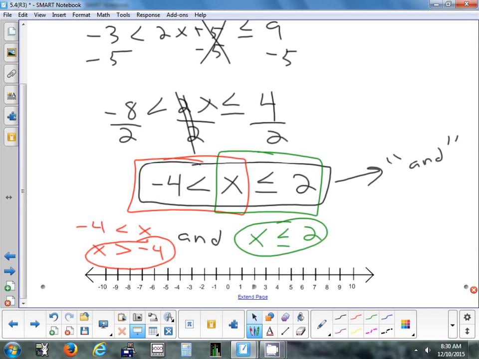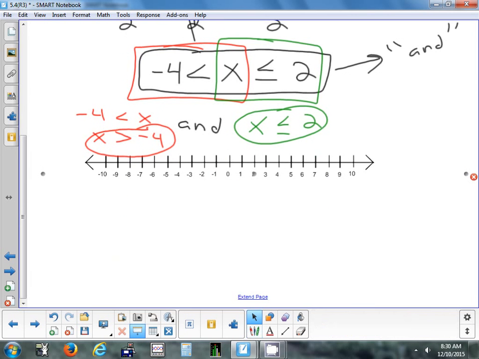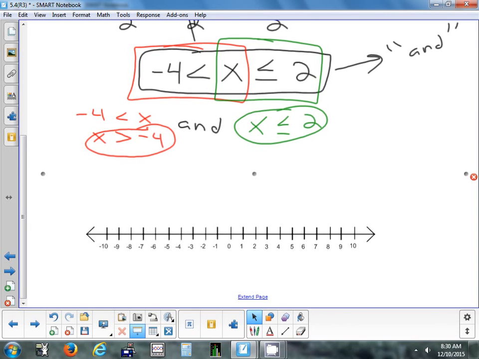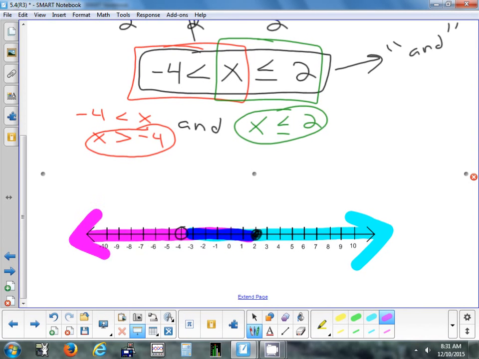All right, so let's see why it ends up being a between. Let's just move this down. Callan, what kind of circle on negative 4? Open. Gabe, what kind of circle on 2? Nice, closed. Now with my highlighter, Ben, what direction am I going to shade from negative 4? To the right. And Corey, from 2, which direction do I shade? To the left. Perfect. And now, where's the overlap? Exactly. In between. That's why this is an in between. That's where the overlap is.